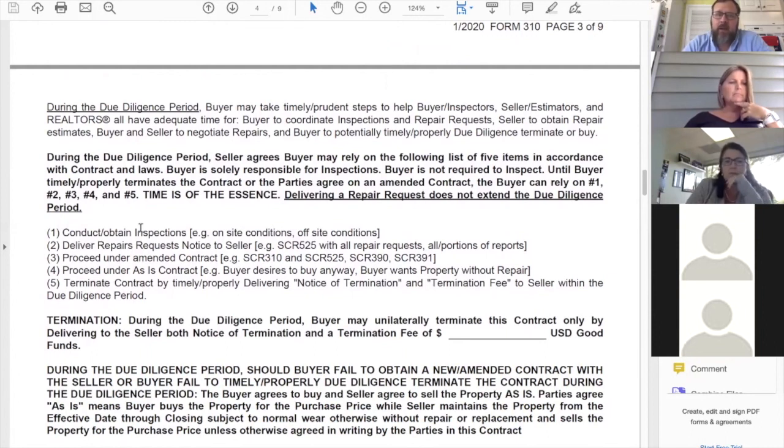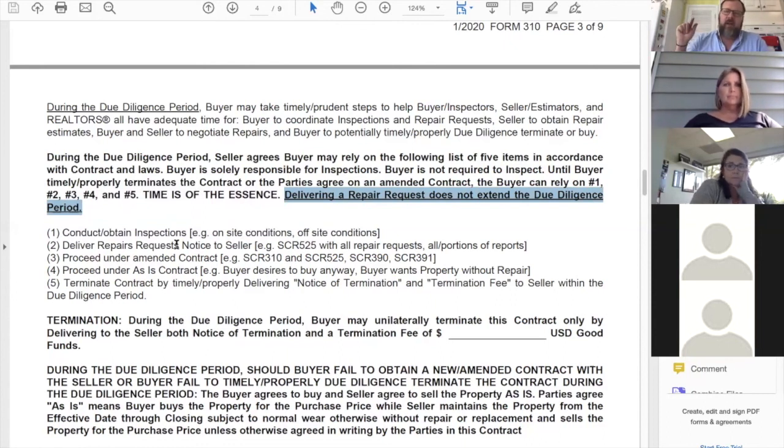Okay. Now, again, it's highlighted in here because this was a misunderstanding for a while. I don't think it is as much anymore, particularly because it's directly highlighted in here, that delivering this repair request does not extend the due diligence period. The reason they put that in there is because in the old repair procedure, by delivering the repair request, you started your timeline of when they would respond. And so that's not how it works. It is by the date at the bottom of page 3.